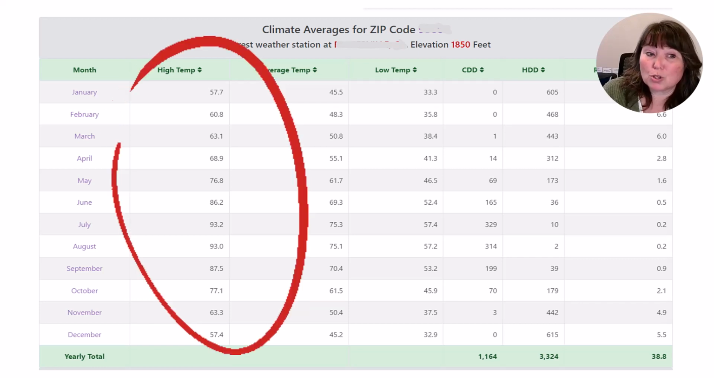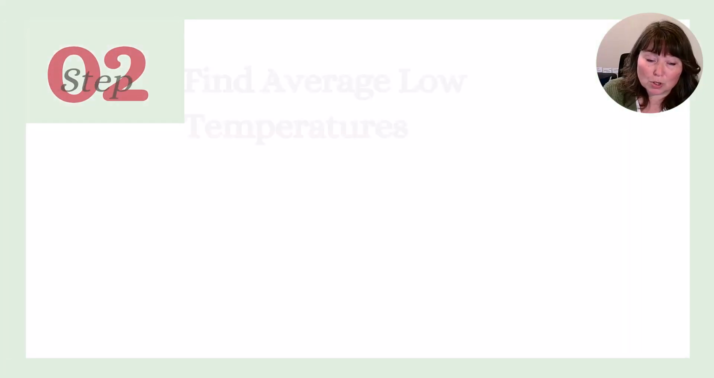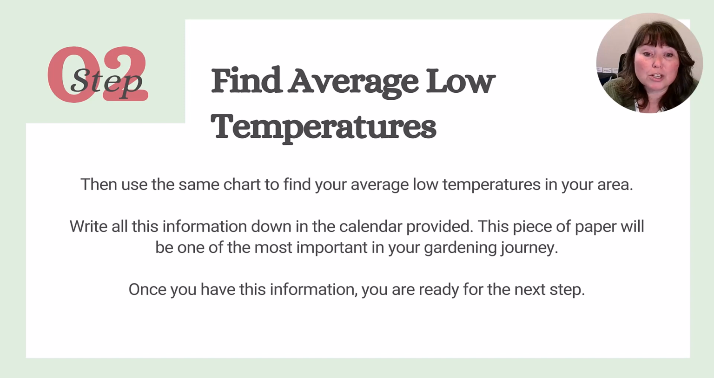Finding your low temperature, same thing. You're going to use the same chart and you're going to see the low temperature. Write all of this information down in the calendar that I provided. And this piece of paper is going to be the most valuable piece of gardening paper you have. This information will help you get ready for the next step to actually know when and what to plant.